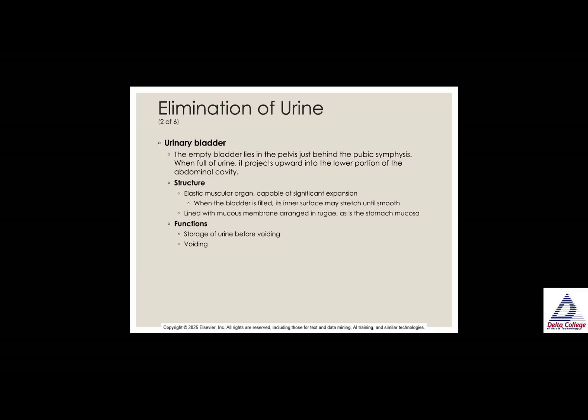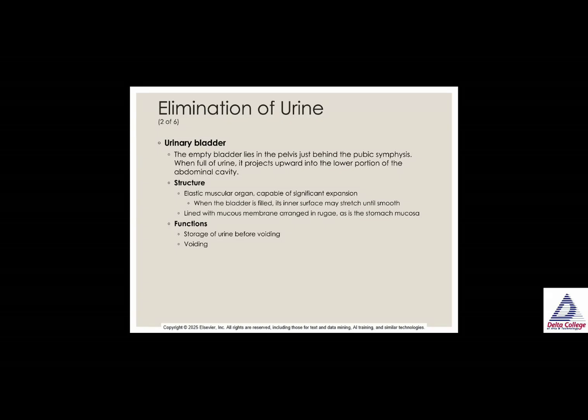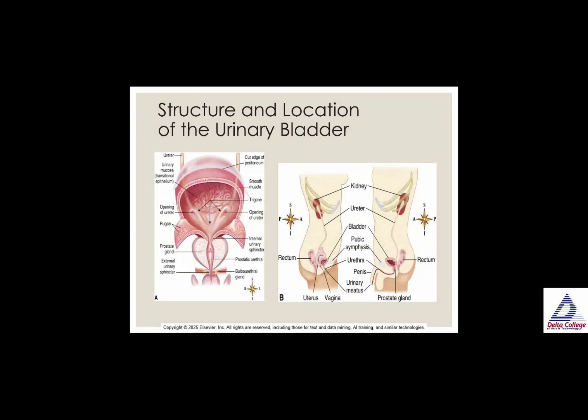Now, the structure of the urinary bladder is very elastic. It's a very muscular organ, capable of significant expansion. When the bladder is filled, its inner surface may stretch until it's smooth. It is lined with a mucous membrane arranged in little rugae, as the stomach mucosa is. So it's got little rugae, and then it just stretches and gets smooth. The function of the urinary bladder is storage of urine before voiding, and without it, we would not be able to void.